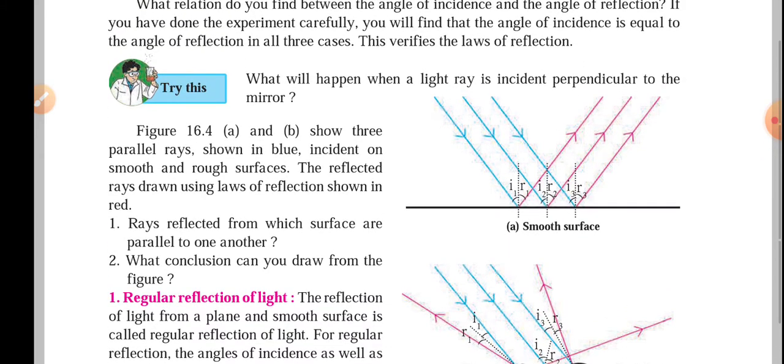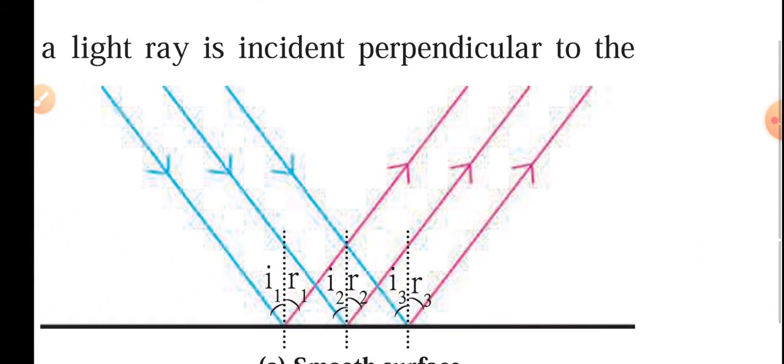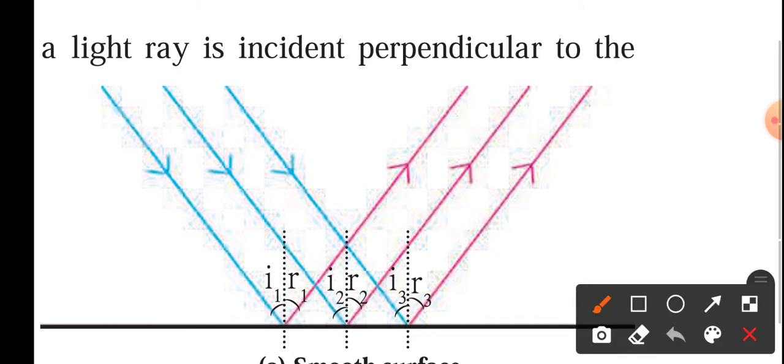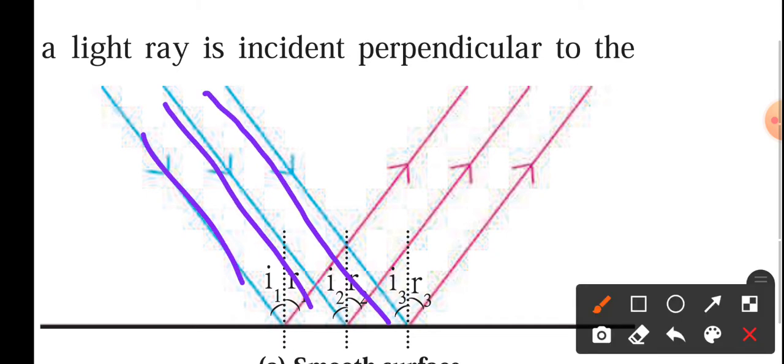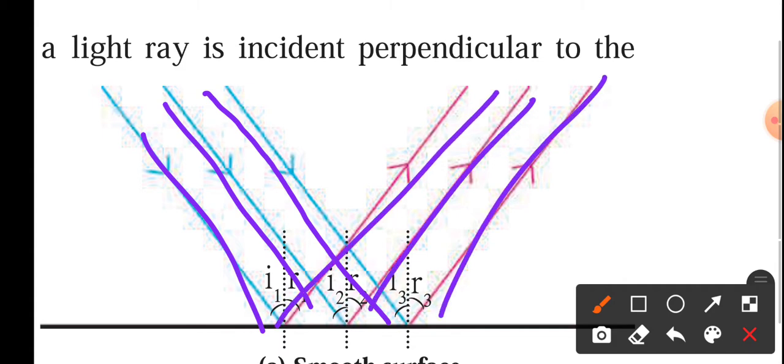So before that, let's see the smooth surface. What happens in the smooth surface? When we have the smooth surface, you can see incident rays are parallel to each other, and even the reflected rays are parallel to each other. So this gives a clear picture or clear image formation.